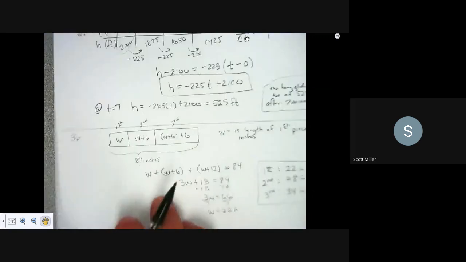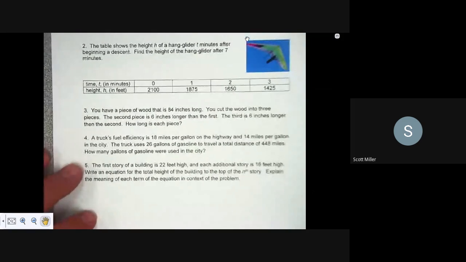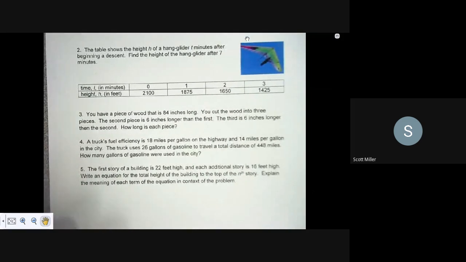Let's look at question number 4. Kind of an interesting question. It's really blurry. I get it to focus again. Not quite. All right. A truck's fuel efficiency is 18 miles per gallon on the highway and 14 miles per gallon in the city. The truck uses 26 gallons of gasoline to travel a total distance of 448 miles. How many gallons of gasoline are used in the city?